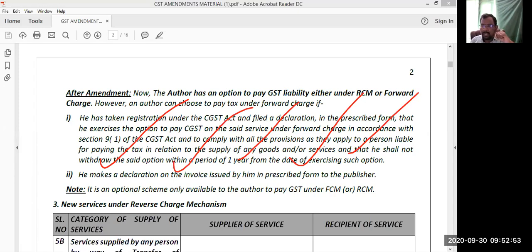But when you opted for the forward charge mechanism, that author should make an intimation in that invoice so that the publisher can understand, okay, my author opted for forward charge mechanism. That is why his invoice contains the tax details. So I need to pay the tax to the author. Clear everyone? That is yet another condition, right? So let me write on the note whereby you can also note it down. Supplier makes a declaration on the invoice issued by him to the publisher.